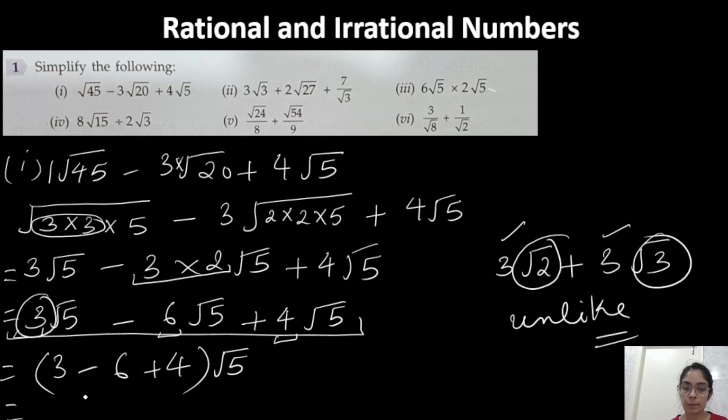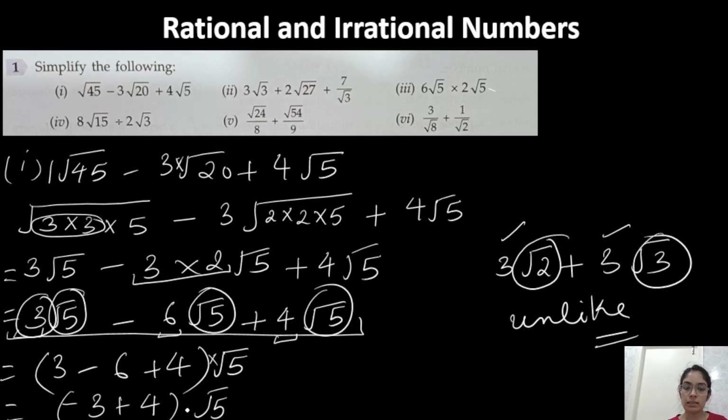So 3 minus 6 is minus 3, plus 4, root 5. This root 5 is as if I have taken it common. So minus 3 plus 4: the sign of the greater number comes with the answer. So this will become 1 root 5. Normally when 1 is there, there is no need of writing 1. We can simply write it as square root 5 because square root 5 means 1 root 5. So this one we have done. In this question we have learned how we can add irrational numbers and rational numbers.